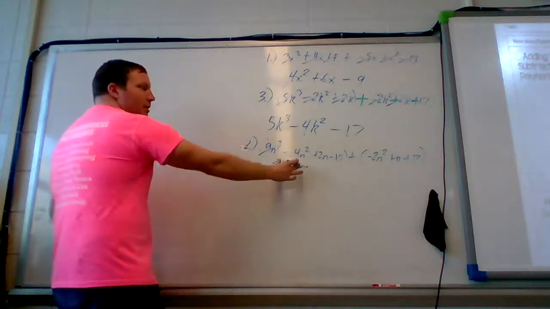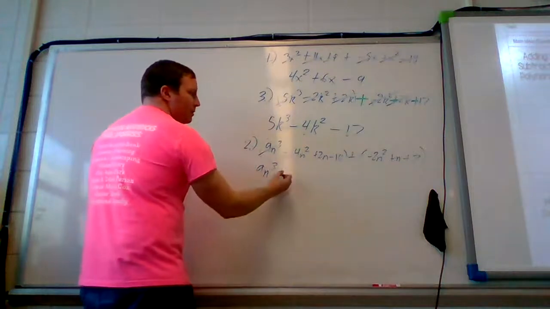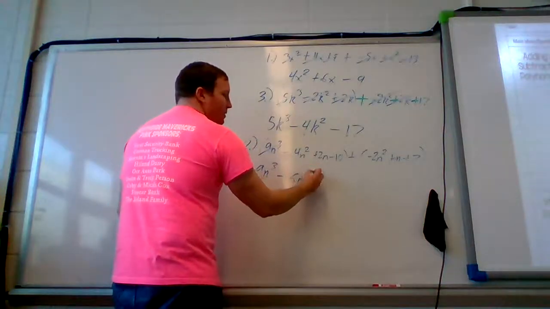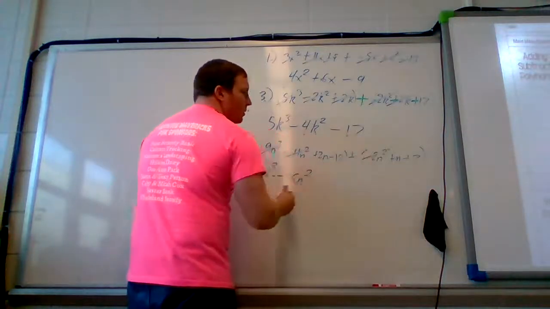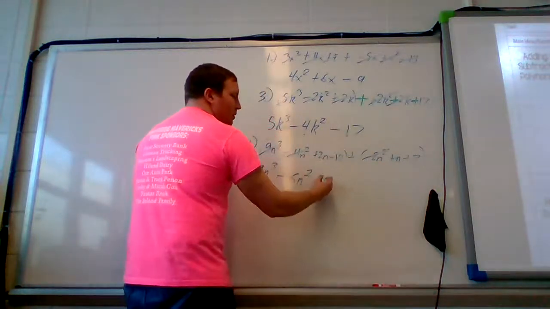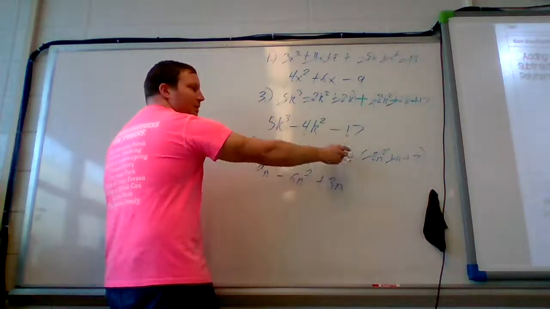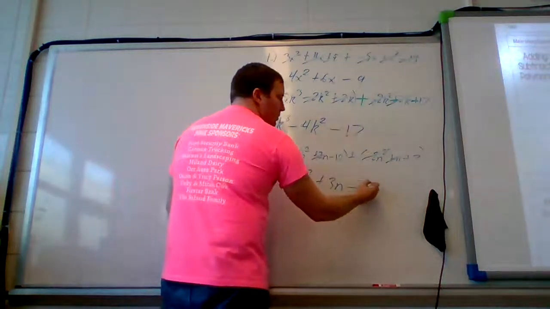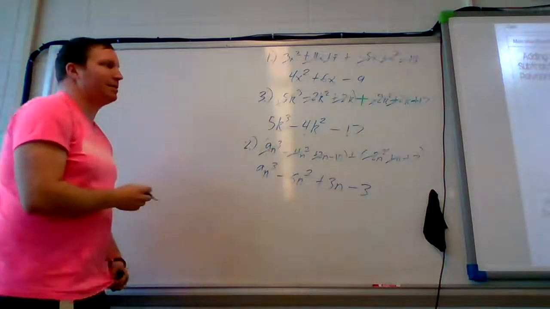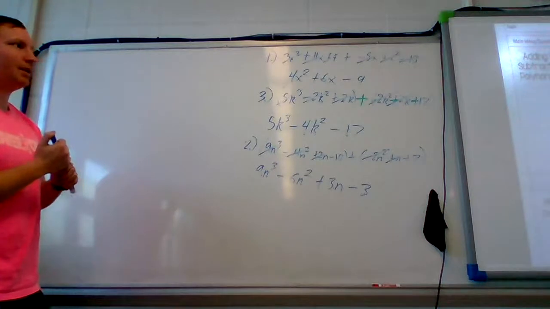Go to your next degree. We have a negative 4n squared and a negative 2n squared. This is negative 6n squared. Go to your next degree, 2n plus n, 3n. And then our last, negative 10 plus 7. This is a minus 3.